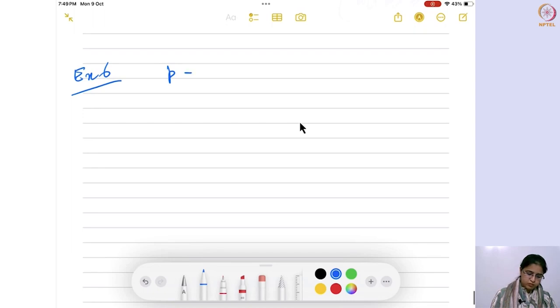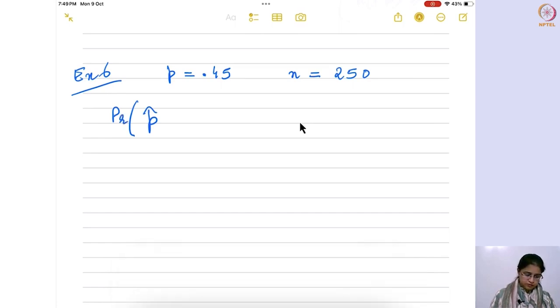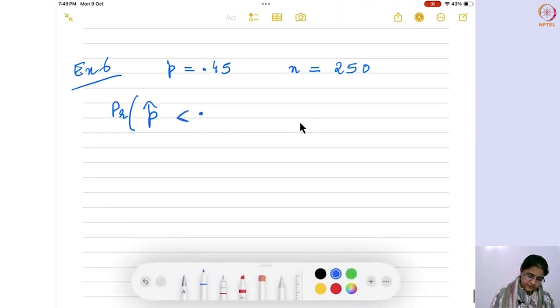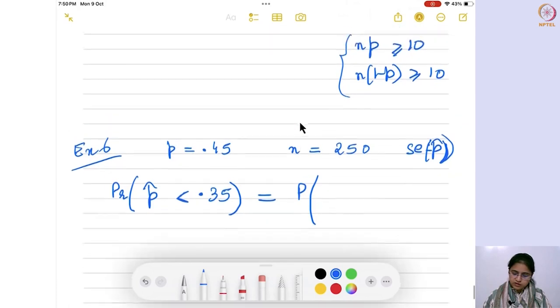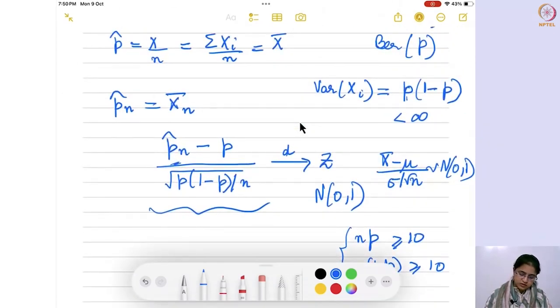So p is given to you as 0.45, n is 250. We have to find the probability that p hat, the proportion of individuals who have watched a movie in the past week, is less than 0.35. So again, in the same way, you subtract the population proportion and divide by the standard error. The standard error of p hat would be the square root of p into 1 minus p by n.